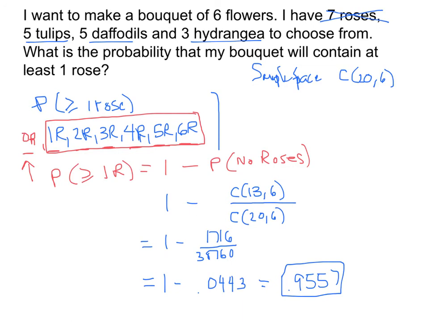So again, to recap, it's not that it's difficult, it's just very time consuming to consider all of the possibilities where you might include 1 rose, 2 roses, 3 roses, etc. It's actually easier to use the complement, or the opposite of at least 1 rose, which is no roses, and subtract that from 1.